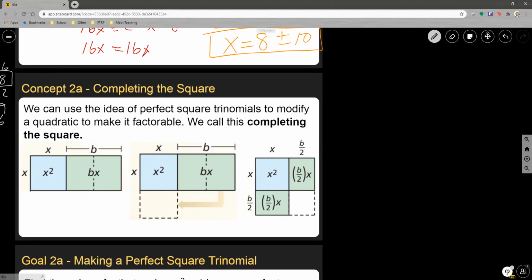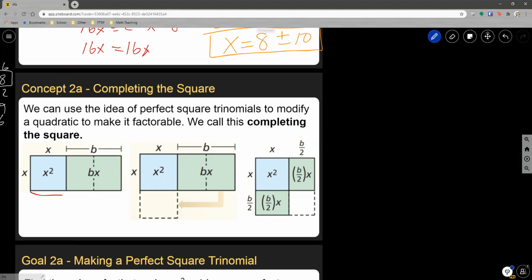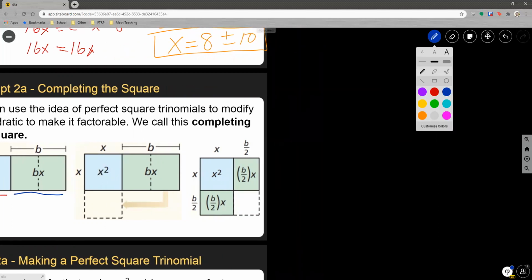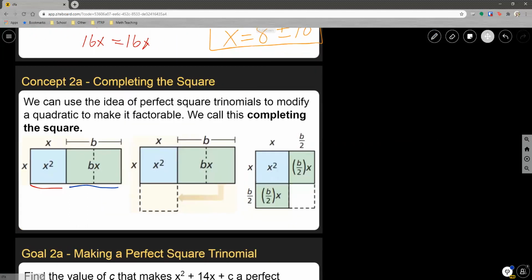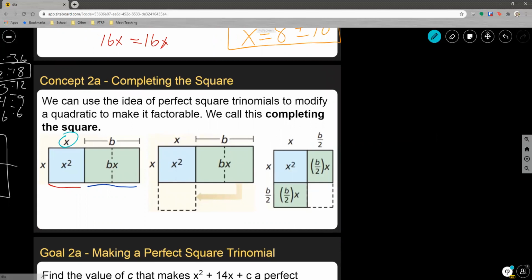Well, what this diagram has here is the first 2 parts of a quadratic. It's got my ax squared, and it's got my bx, all in this rectangle here on the left. Effectively, what we've got in the diagram is x times x equals x squared, and then x times b equals bx.